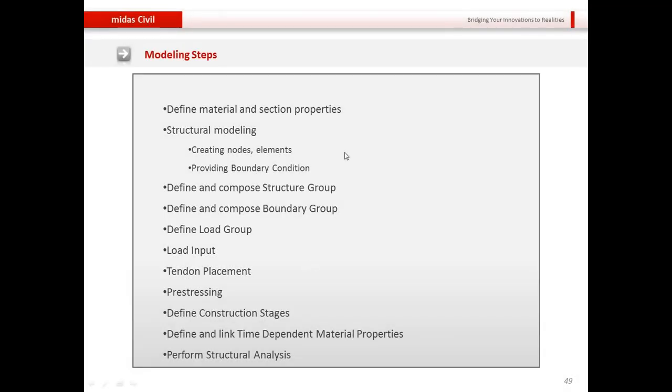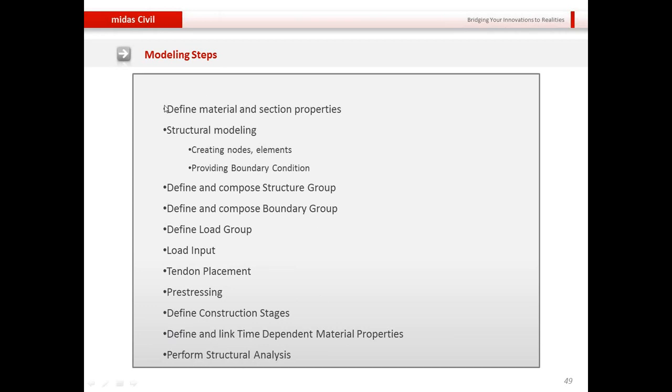So if I summarize all the modeling steps here, we started by defining materials and sections, then we create the structural model by creating nodes and elements and providing boundary conditions. Then we define structure groups, boundary groups, load input, and then apply tendons and did the pre-stressing or post-tensioning. Then we define construction stages, and the time-dependent material properties can be defined at the end or at the beginning, and then we perform the analysis.